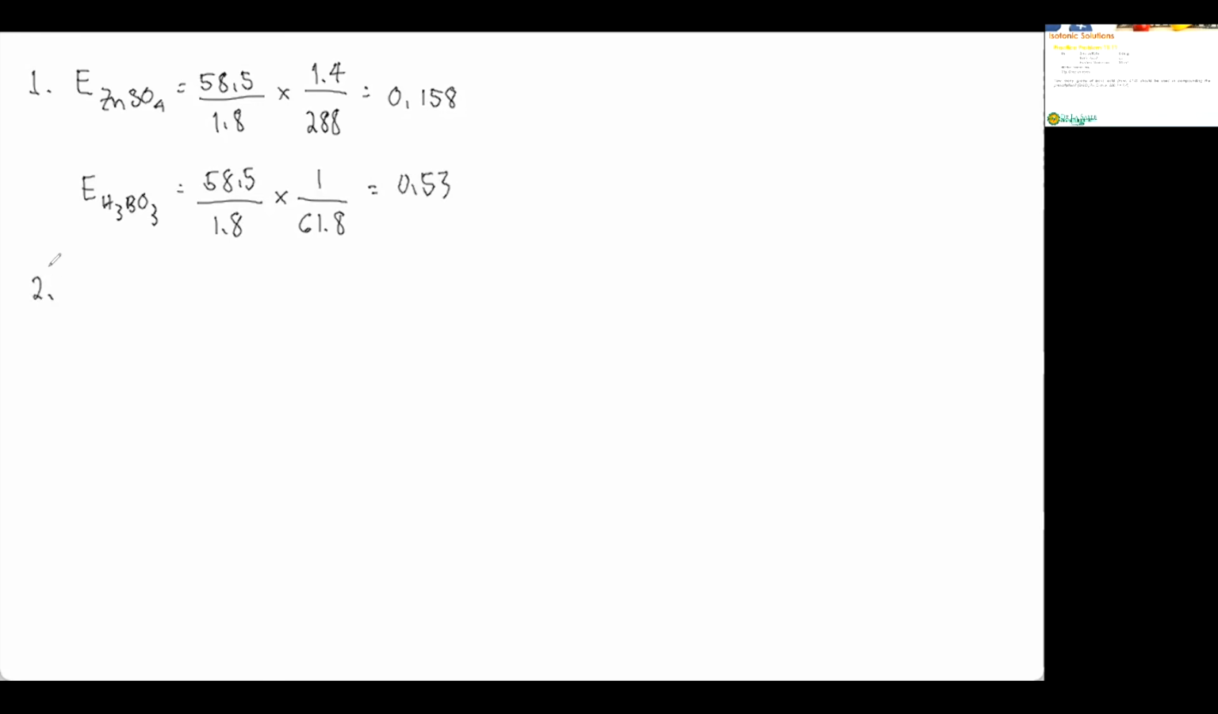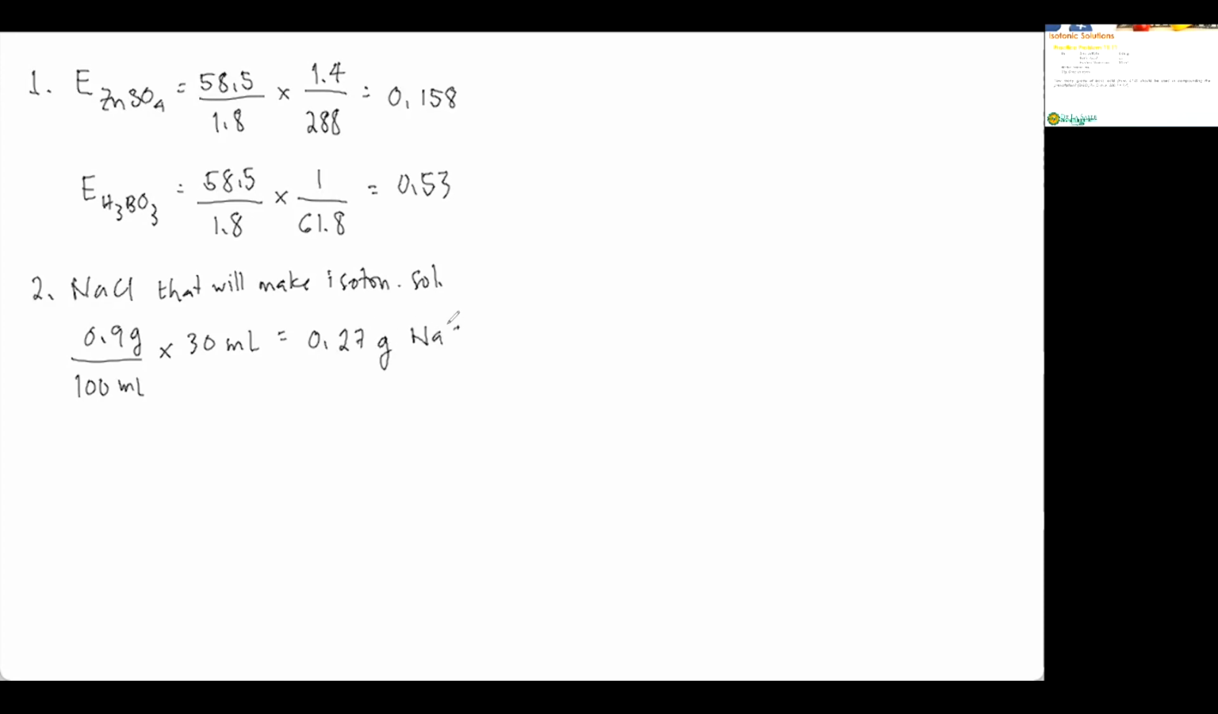Next step, we determine the amount of sodium chloride that will make the solution isotonic. Remember again that normal saline solution is 0.9%, or 0.9 gram per 100 mL. And since we have 30 milliliters of the solution, then the amount of sodium chloride that will make the solution isotonic is 0.27 gram if only sodium chloride were present in the solution.